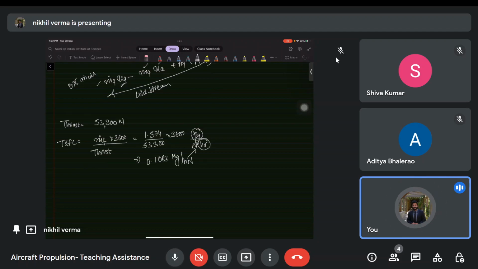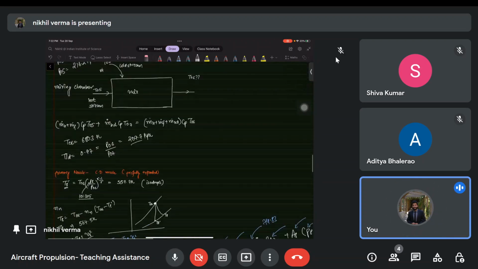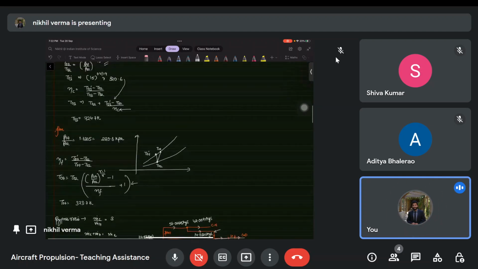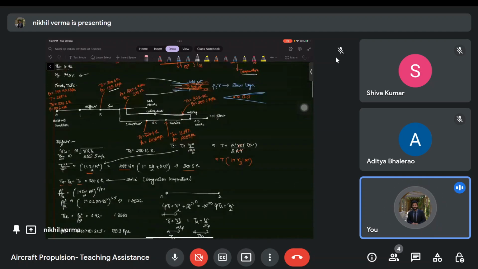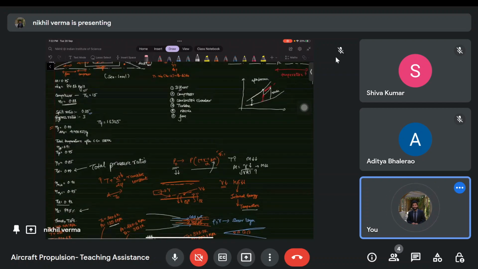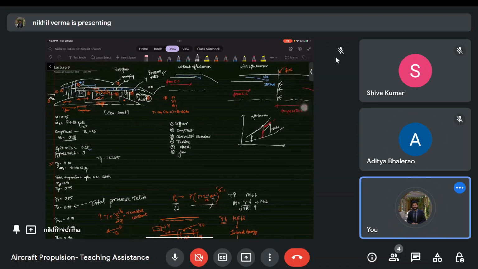I hope this example helps. I know this was a little tedious, but it might have given you more insight into what is going on and how we do the calculation, and what the bypass ratio and split ratio are. If you have any other doubt, let me know. You can ask me now.